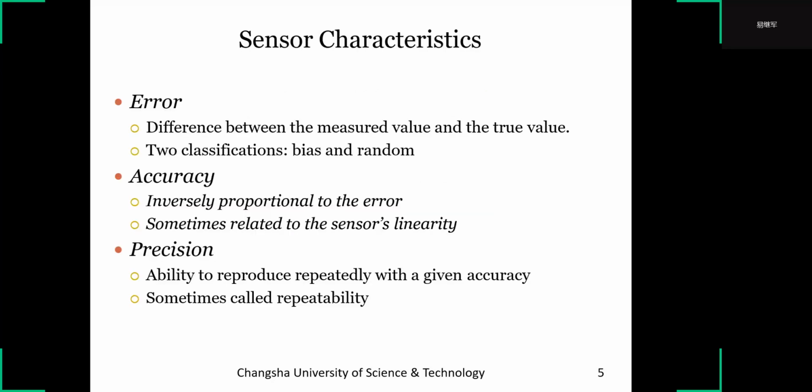Sensor characteristic: error. The difference between the measured value and the true value. There are two classifications, bias and random.